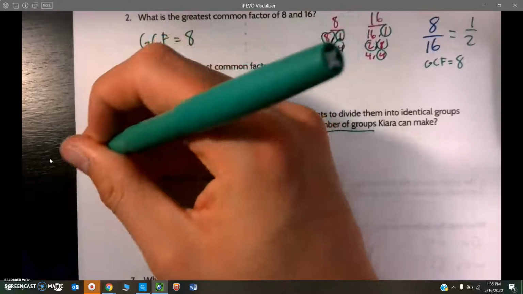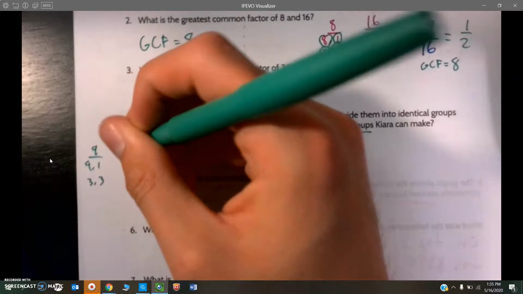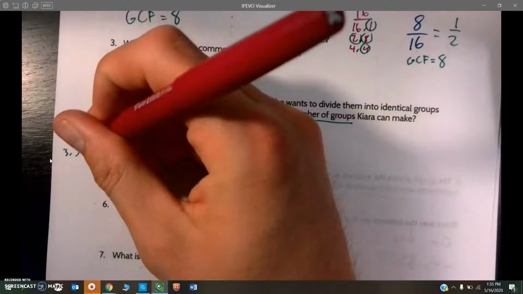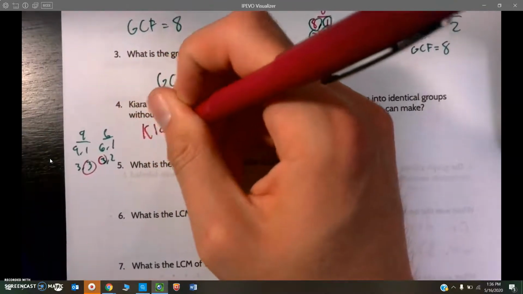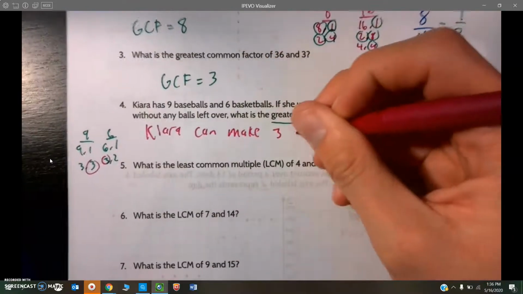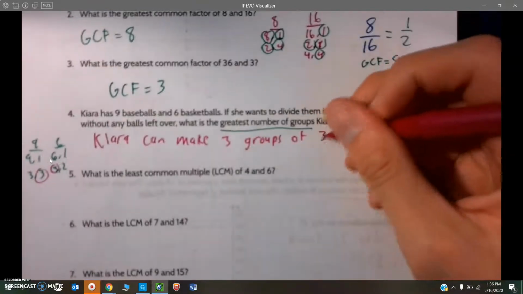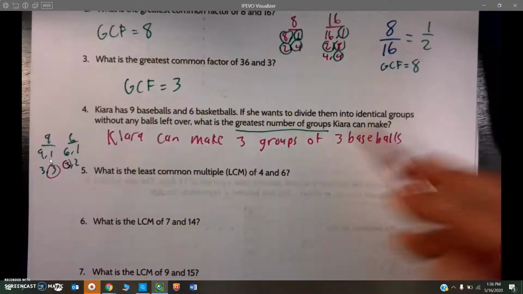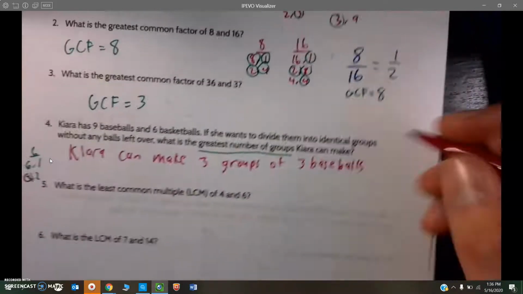If we look at 9, we have 9 and 1, and 3 and 3. If we look at 6, we have 6 and 1, and we have 3 and 2. The largest number that they have in common is 3. So Kiera can make 3 groups of 3 baseballs. She split up the 9 baseballs into 3 groups. It would be 3 groups of 3, and if she split the basketballs into those 3 groups, each group would get 2.